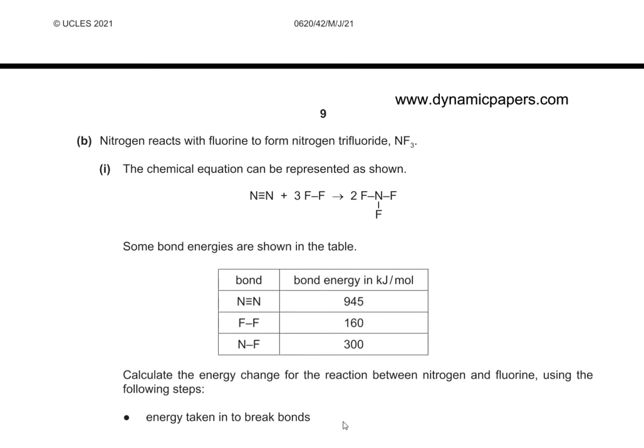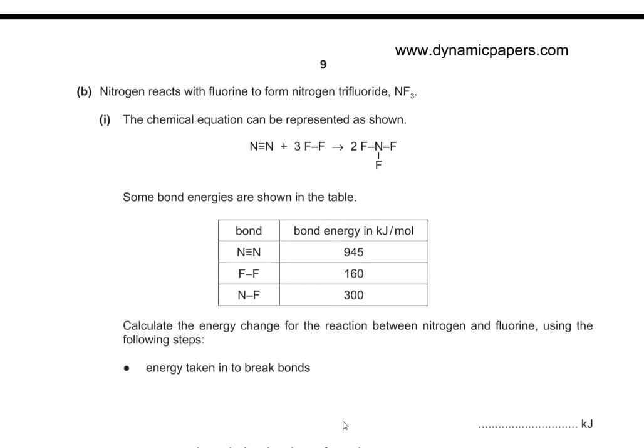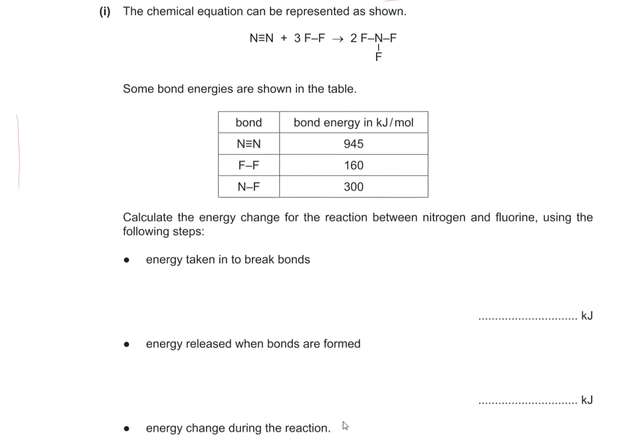Now let's see question B. Nitrogen reacts with fluorine to form nitrogen trifluoride, NF3. The chemical equation can be represented as shown. So that's the chemical equation. Some bond energies are shown in the table. Calculate the energy change for the reaction between nitrogen and fluorine using the following steps.